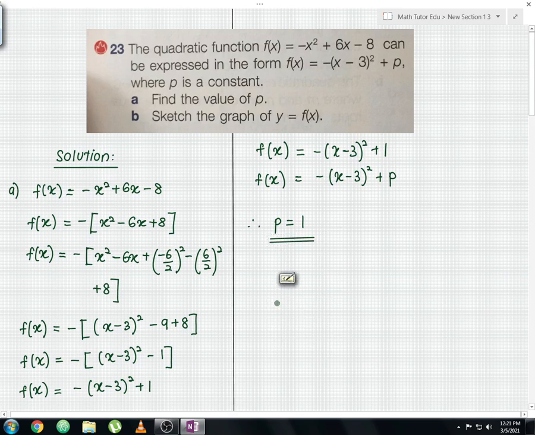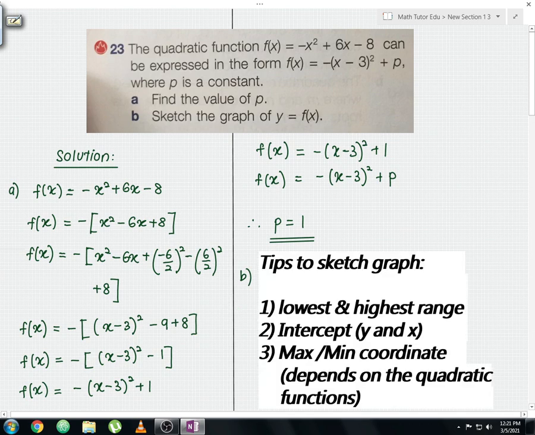Let us continue our discussion for question part B, where they ask us to sketch the graph of y equals f(x). Whenever they ask you to sketch the graph, the first step is to find the lowest and highest range respectively, then find the intercepts, which are the y-intercept and the x-intercept. The last step is to find the maximum or minimum coordinate, depending on the type of function you are solving. Once you find all the relevant points, only then can you sketch the graph.